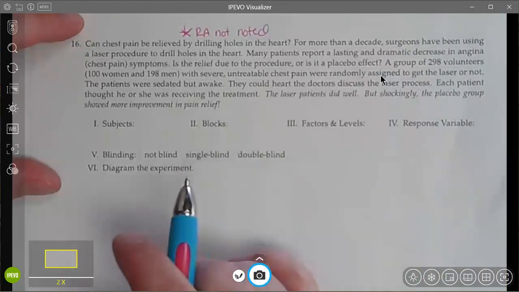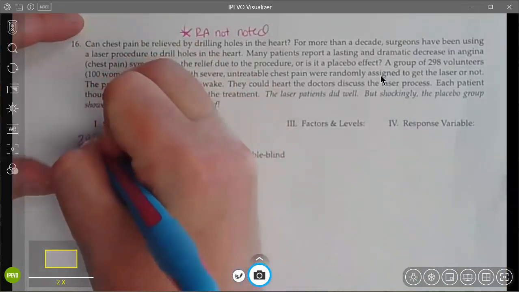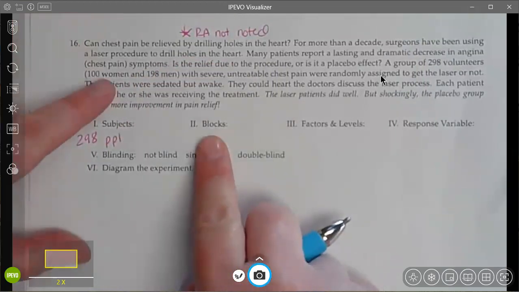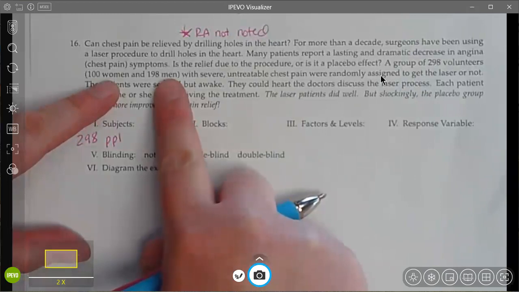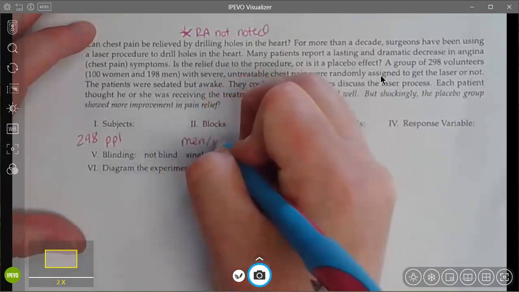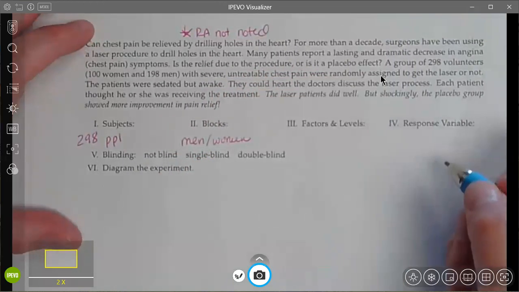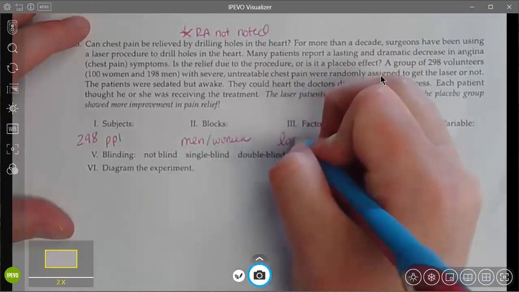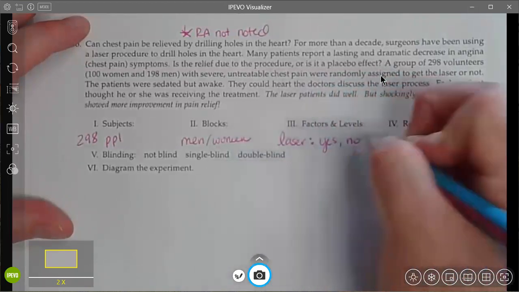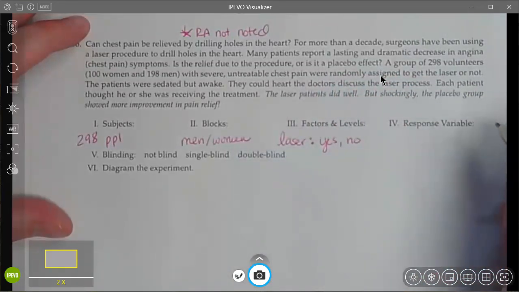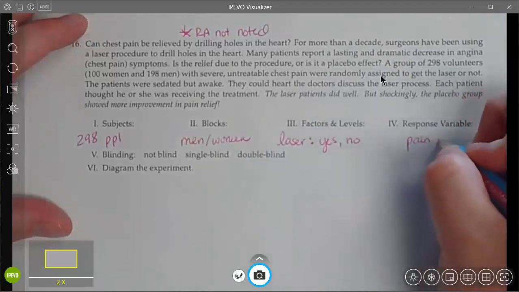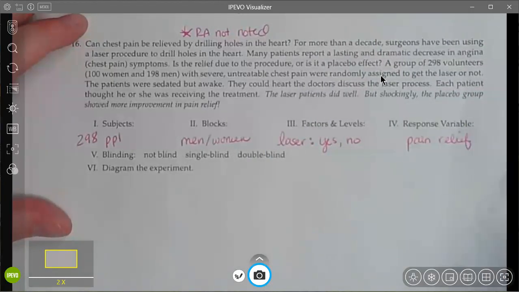All right, so let's see what pieces we have here. Our subjects are these 298 volunteers, 298 people. And then our blocks, they gave us that there were 100 women and 198 men. So we're going to make those our blocks, men versus women. Our factor is the laser. That's the treatment people are getting. And either yes, they got it, or no, they didn't. And then our response variable is going to be our pain relief or pain levels, depending on how you want to word that.